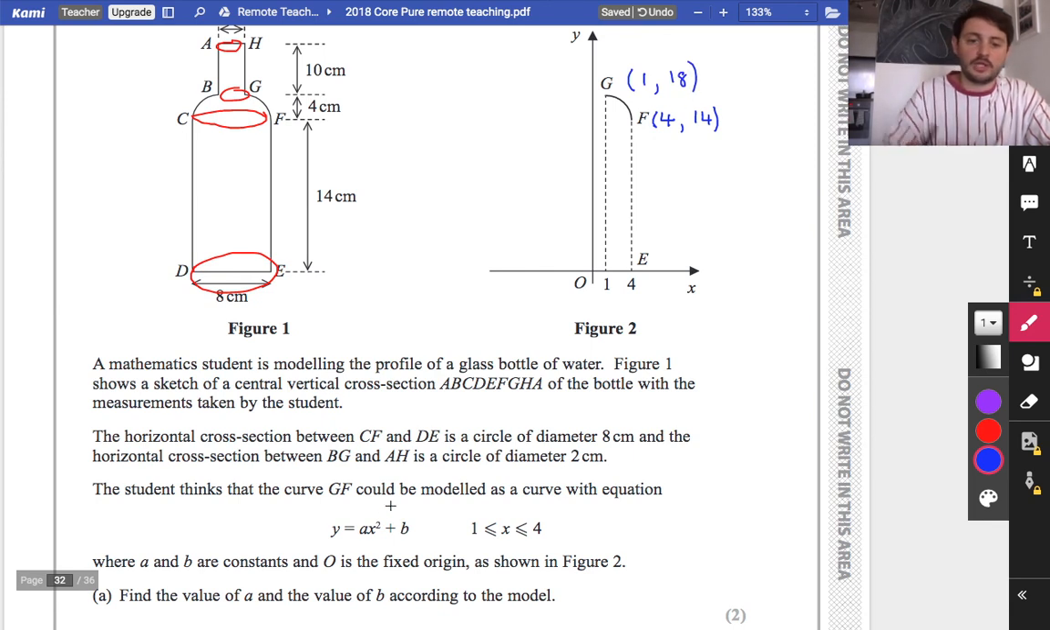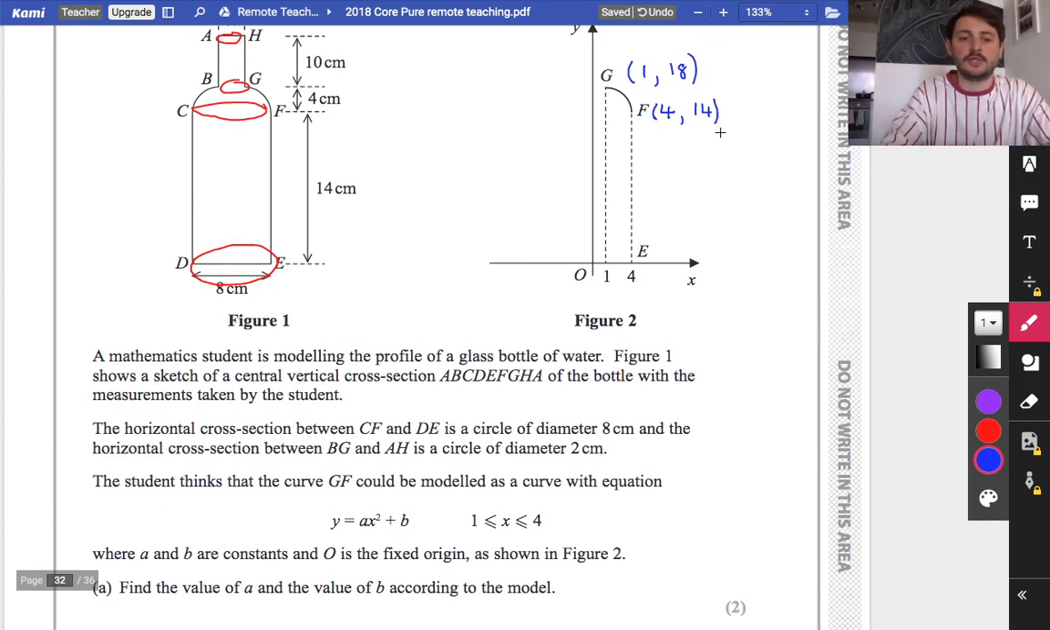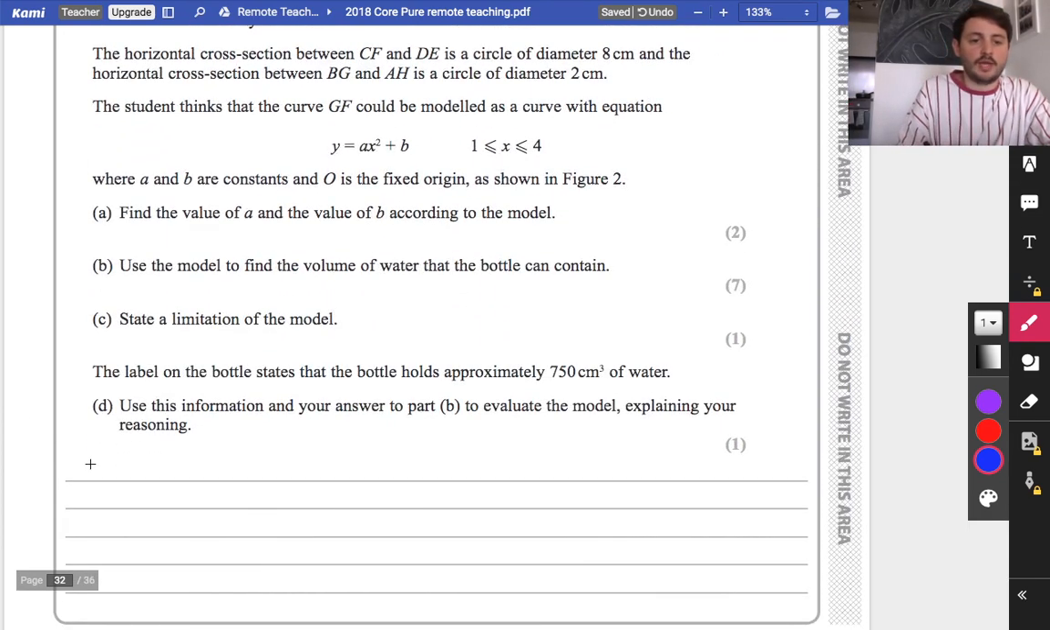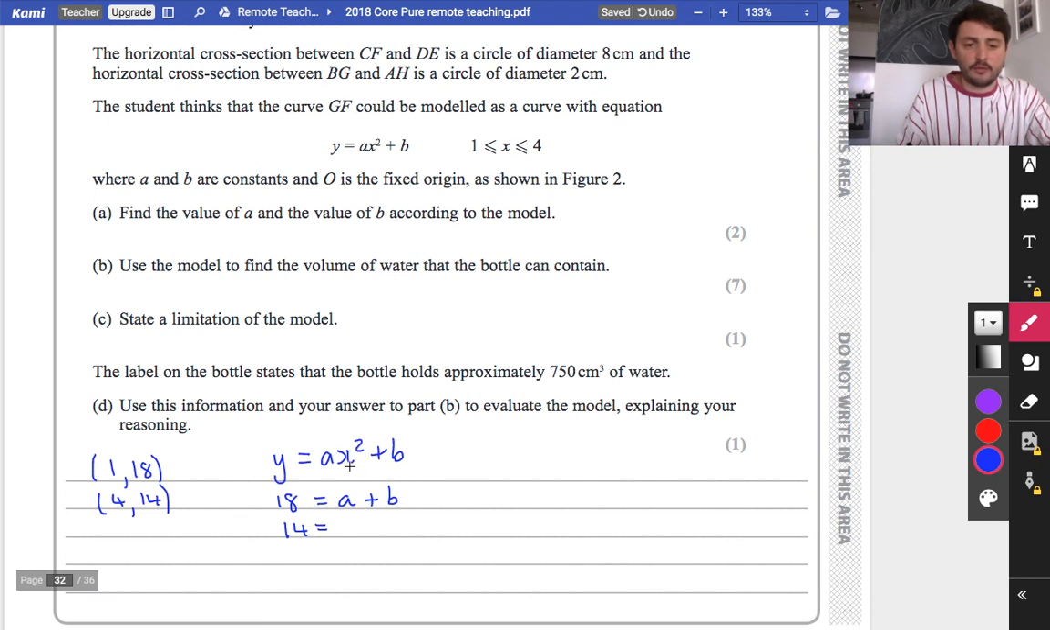And we know that the equation is going to be ax squared plus b. And we've got two coordinates, so we can do some simultaneous equations. So we have one of the coordinates, is (1, 18), and the other one is (4, 14). We think that it is going to be y equals ax squared plus b, so I'm going to take these coordinates and substitute them in. So that is 18 equals a plus b, and 14 equals x is 4, so it will be 16a plus b.